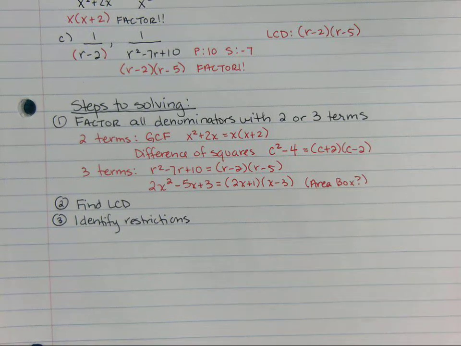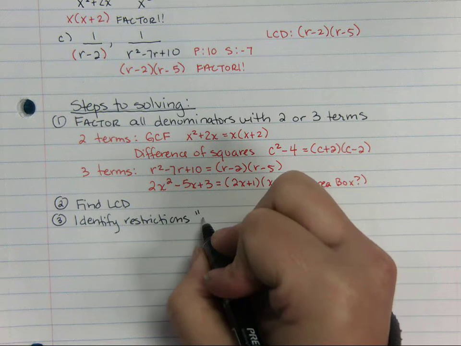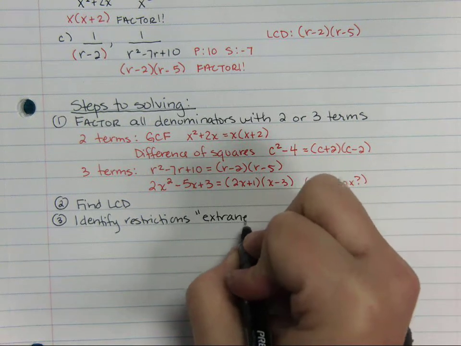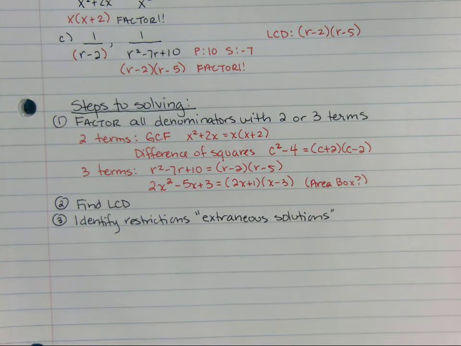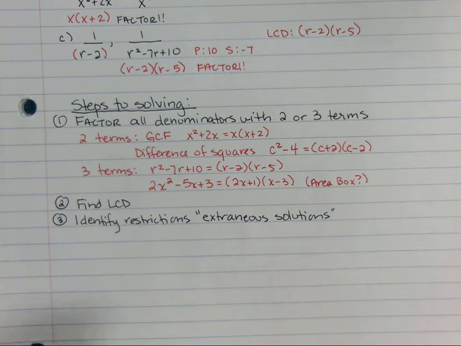So your restrictions, things that were a restriction before, are now going to be called extraneous solutions. They are still restrictions, but because you're solving for something, we call it a different name. There are still values that you are not allowed to use because they will make the denominator 0. And that's why they're called extraneous. They're pretty much extra values that you're not allowed to have. But on a lot of the work we do, they're called extraneous instead of restrictions.